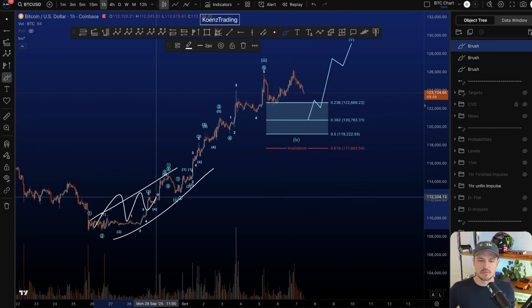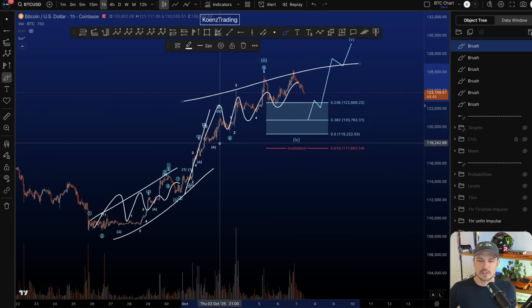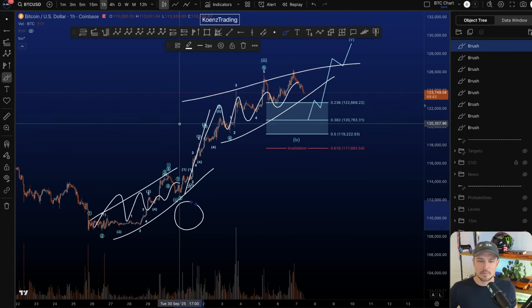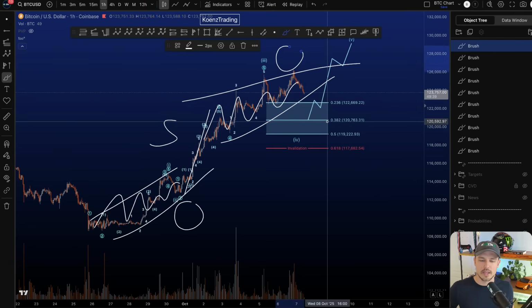You get your bunch of 1-2s here. You get the 3 acceleration. You get your wave 4s and your wave 5s. This is the overlap area. This is the sharp structure to the upside. And this is another overlapping area.